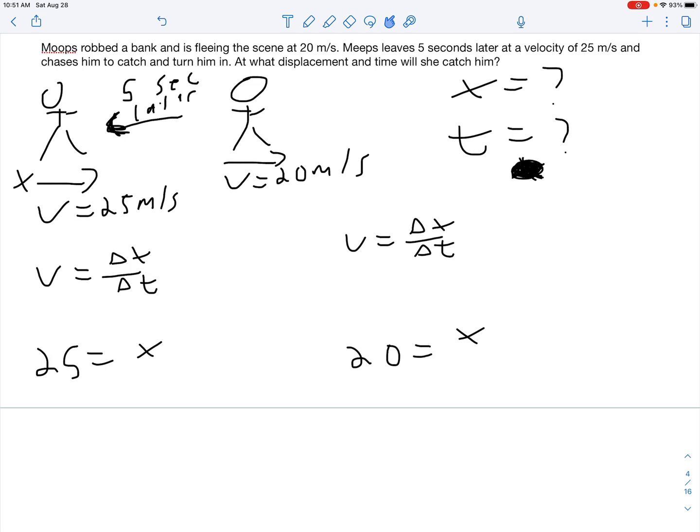However, in this one, the times are different. He had a 5-second head start. She was 5 seconds later. So this time, the times are going to be different. When t equals 0, is when this whole thing starts. If this is Moops, and this is Meeps 5 seconds later, he starts at t equals 0. So if you think about our cars in the lab, we started the stopwatch when the first one started.